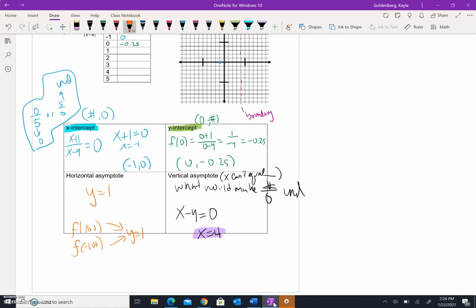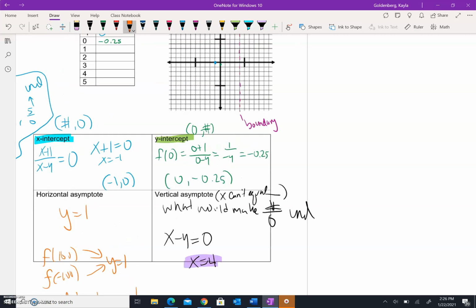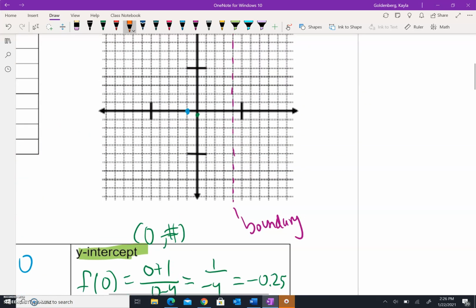So your horizontal asymptote, remember, is just looking at the end behavior, or the trend of the end, right? So I'm going to put a dotted line at y = 1.